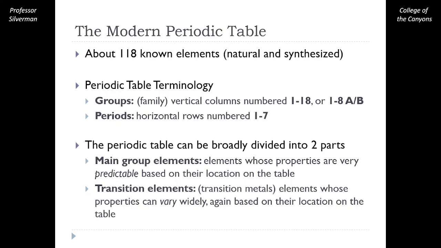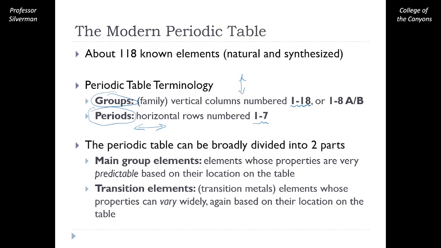Some terminology for our periodic table: we can call our horizontal rows our periods. These are the side-to-side periods. Our vertical columns we call groups. Our groups we can number usually 1 through 18. Our periods we can number 1 through 7.